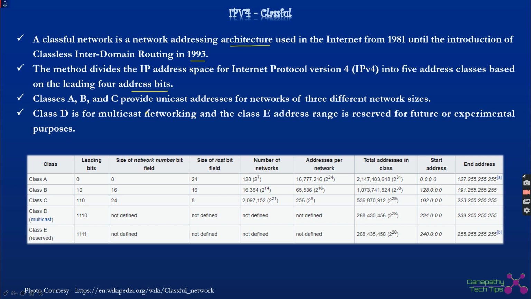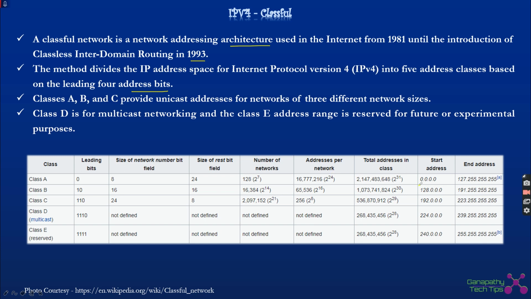So class A, B, C provide the unicast addresses for 3 different network sizes, class D provides the multicast, and class E is reserved for experimental purposes. If you look at the number of networks you can frame, class A gives 128, class B gives 16,000 networks, and class C gives around 20 lakhs and 97,000.